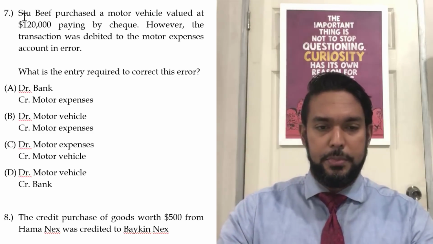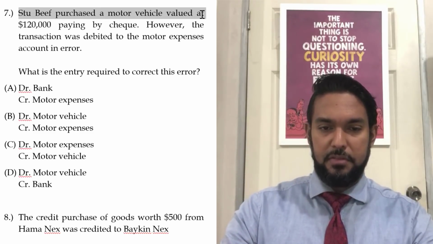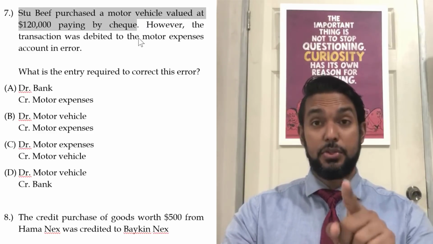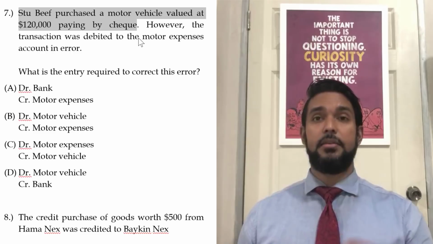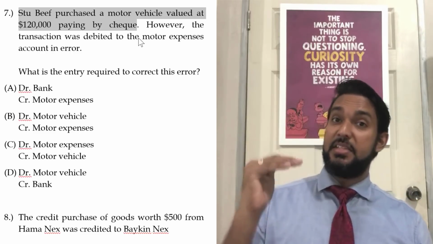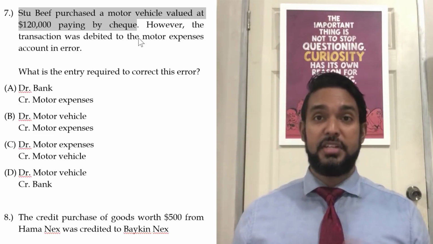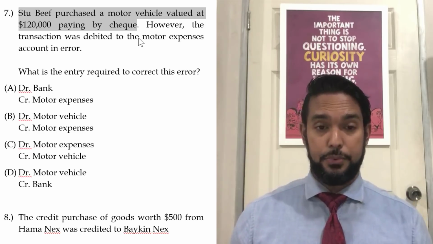So Stu Beef purchased a motor vehicle valued at $120,000 paying by check. So we were supposed to debit motor vehicle because motor vehicle is an asset. If we buy a motor vehicle, the asset is increasing, and to record an increase in an asset, we need to debit the asset account.